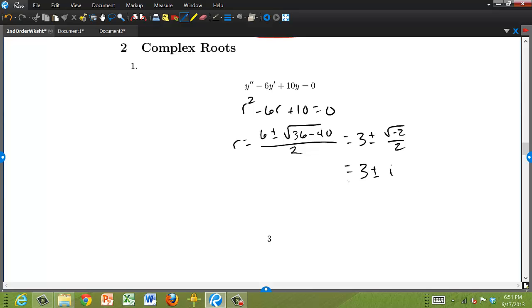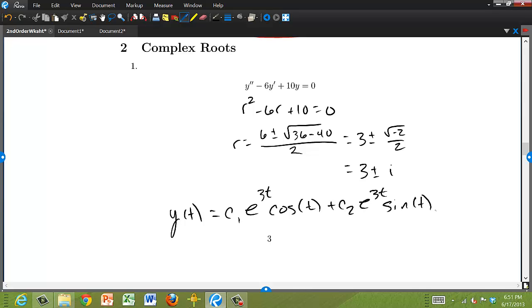Okay, and so now we can go ahead and say that our y of t, we can write it as c1 e to the real part of the roots, 3t, cosine of the imaginary part times t, so cosine t, plus c2 e to the 3t sine t.